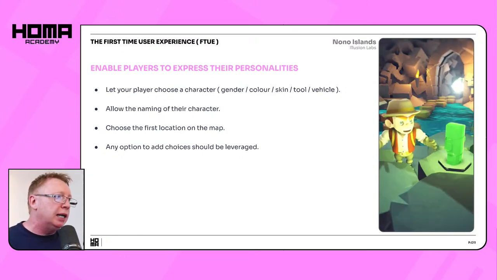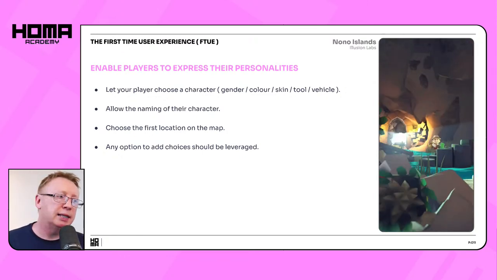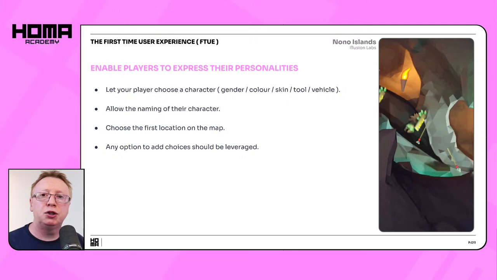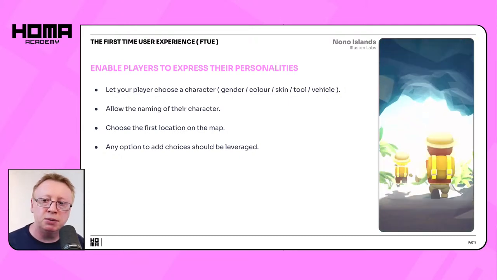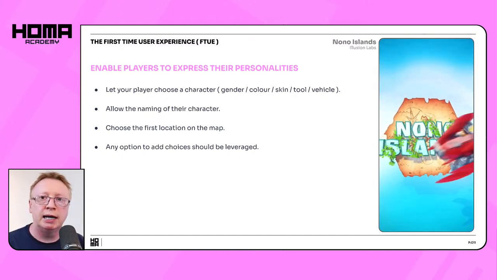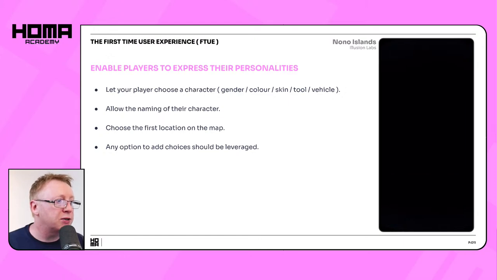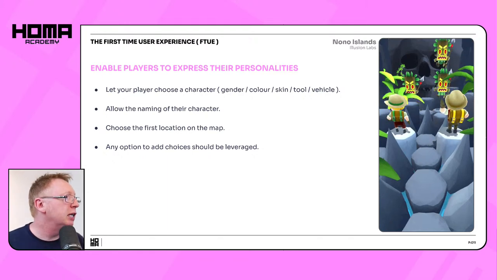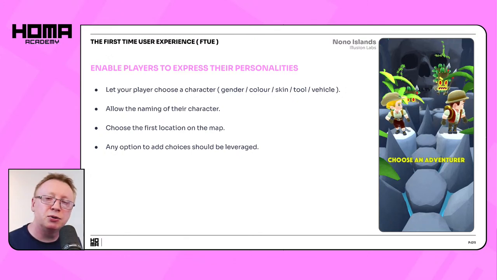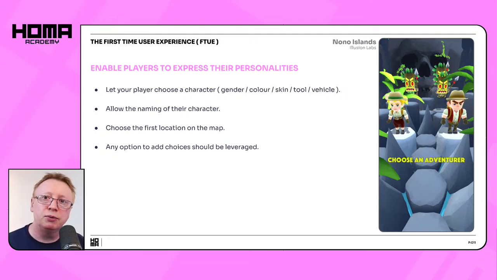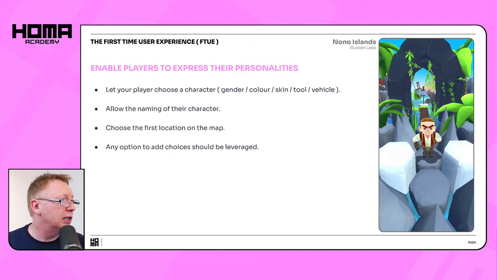So, enable players to express their personalities. This is a simple trick that you can do: let the player choose their character. Now, most games, aside from some puzzles, I would think, don't really have characters, but if you've got a character-based game, let the player choose the character. So this could be the gender, the color, the skin, the tool, the vehicle. We can see here, from Nono Islands, a game that got an Editors' Choice Award from Apple, we can choose our adventurer there. So just two different ones, we have a girl and a boy in this example.